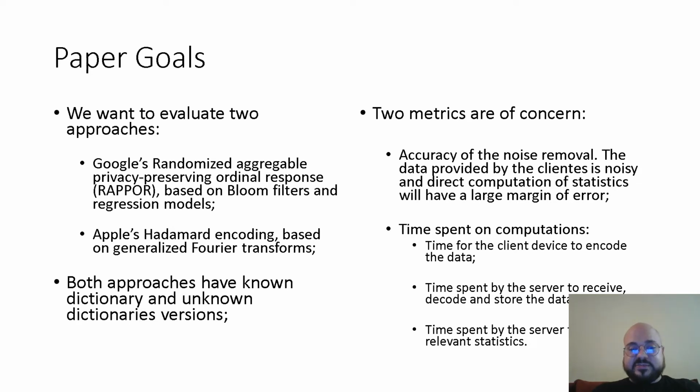Both approaches have known dictionary and unknown dictionary versions. Basically, expanding to an unknown dictionary version doubles the workload of the algorithms. Given these approaches, there are two metrics we want to evaluate. Accuracy in the statistical analysis. Since all the data is noisy, the statistical analysis must do some noise removal to be accurate. We want to evaluate that accuracy.